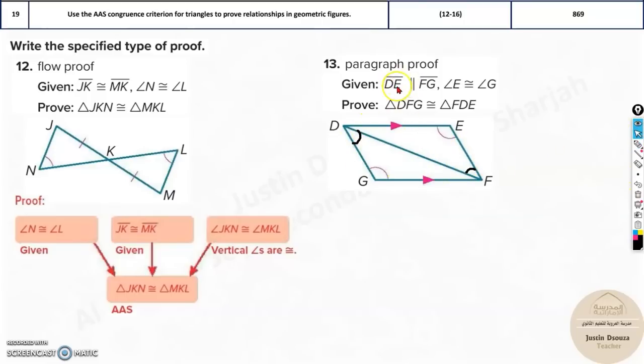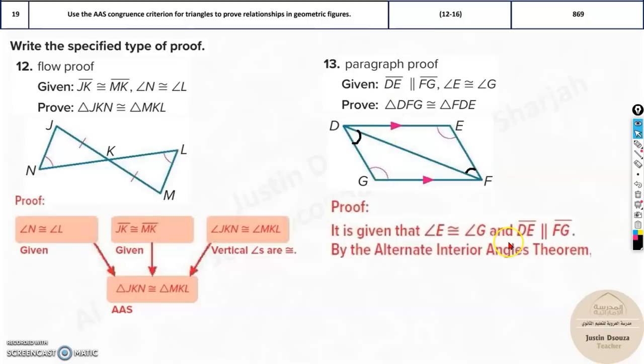So let's see what is given. This is parallel. Okay, good. E and G are congruent. We need to prove the triangles congruent. Now, whatever is given, write it as it is. By the alternate interior angles theorem, you can tell DFG. See, this line is considered this angle. You can even consider the other one. It's the same thing. Not to worry.